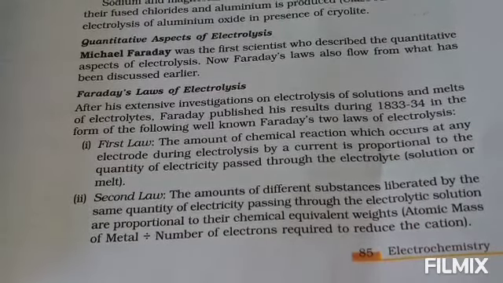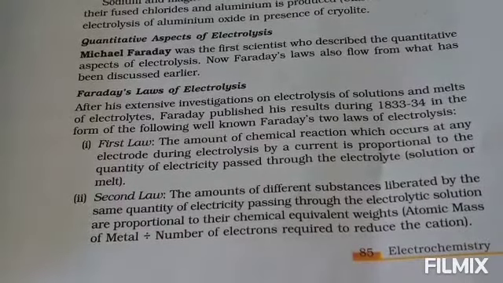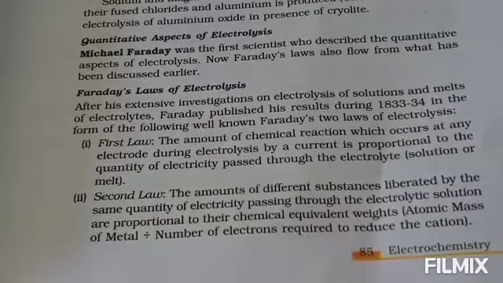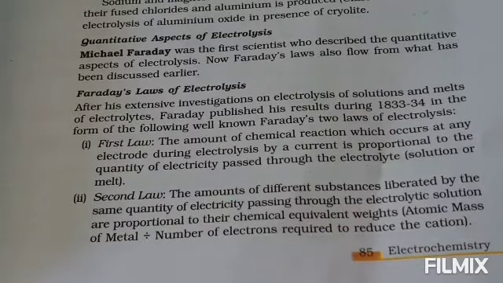That means the amount of chemical reaction that occurs at an electrode during electrolysis depends on the quantity of electricity passed. If you pass more electricity, more chemical reaction occurs. Thereby, the amount of substance deposited or absorbed at the anode or cathode depends on the amount of electricity passed. If you pass more electricity, more amount should be deposited or absorbed. This is the first law.